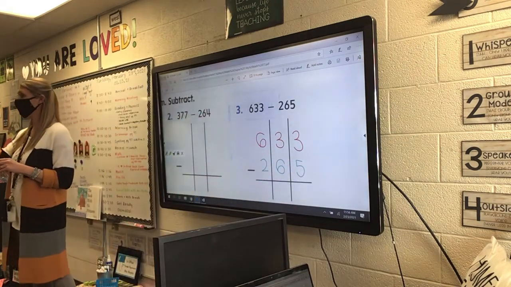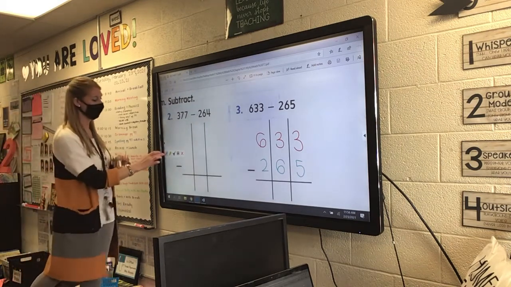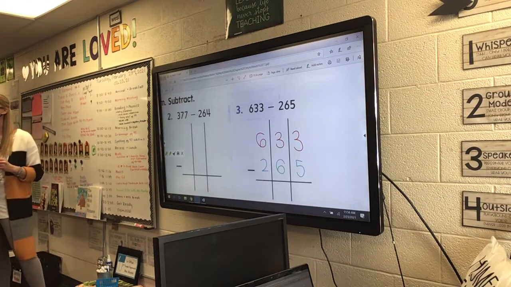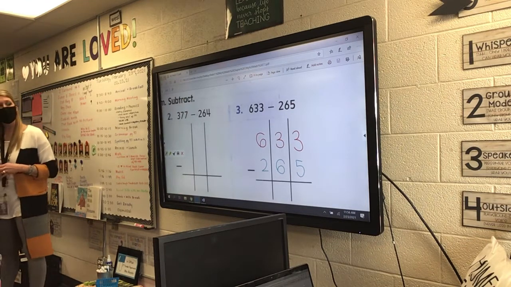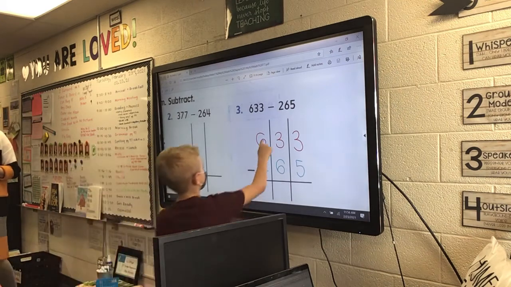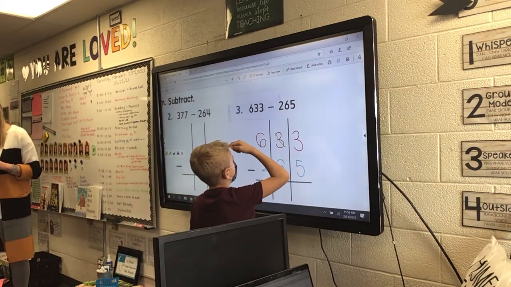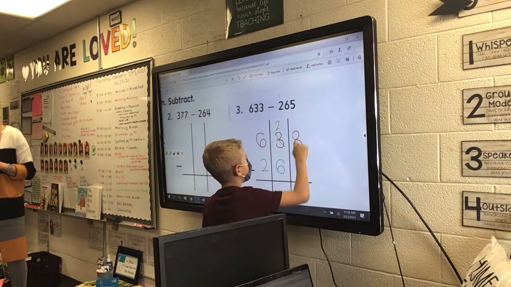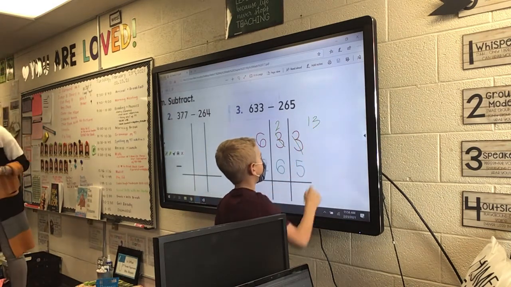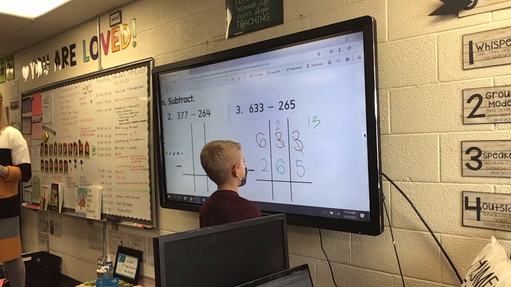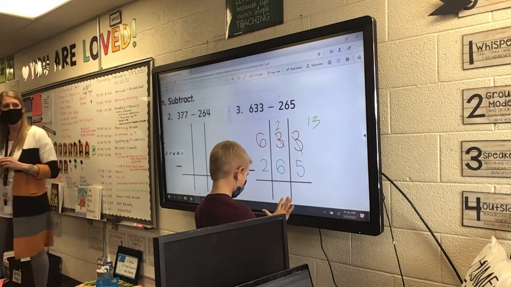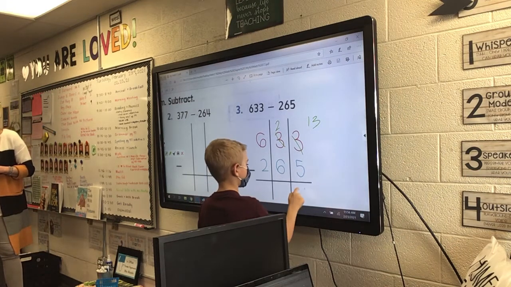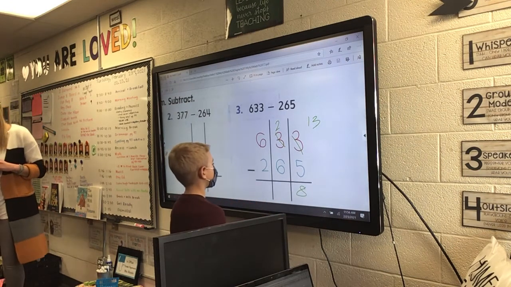Okay, let's see this person, Lewis. Can you come up here? I guess I'll try Lewis. All right, Lewis is gonna start with the ones. 3 minus 5, bigger bottom, better borrow. That 3 becomes a 2. Oh, he's fast. The 3 becomes a 13. Now, Lewis, 13 minus 5. Is 8. Good job. How did he do that?